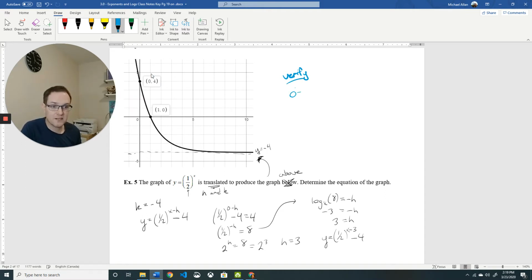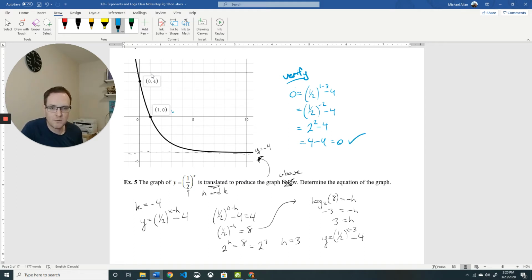So I want to get 0 when I put in a 1. So let's just double check here if that's going to give me our result. So we have 1/2 to the -2. So 1 minus 3 is -2. 1/2 to the -2. Remember our rule down here, I can take the reciprocal. So this is 2 to the 2 minus 4. This is 4 minus 4, which is 0, which is what we wanted.